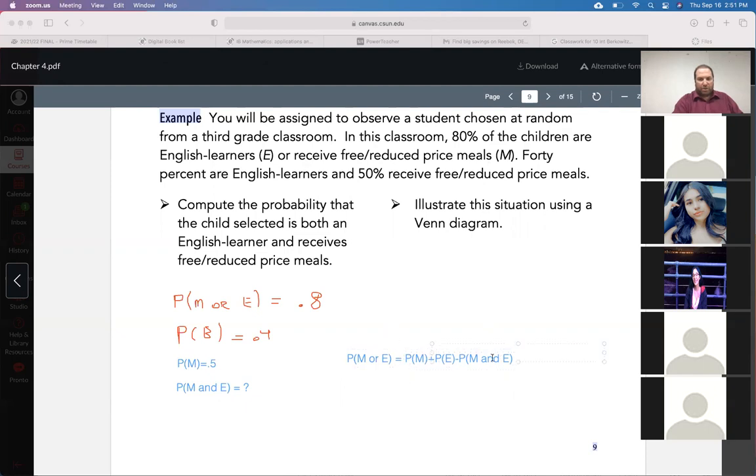Okay. Now, do I know what these things are equal to? Yes. Okay, so let's solve for P of M and E. Can I do that? Go ahead, please, and do that.